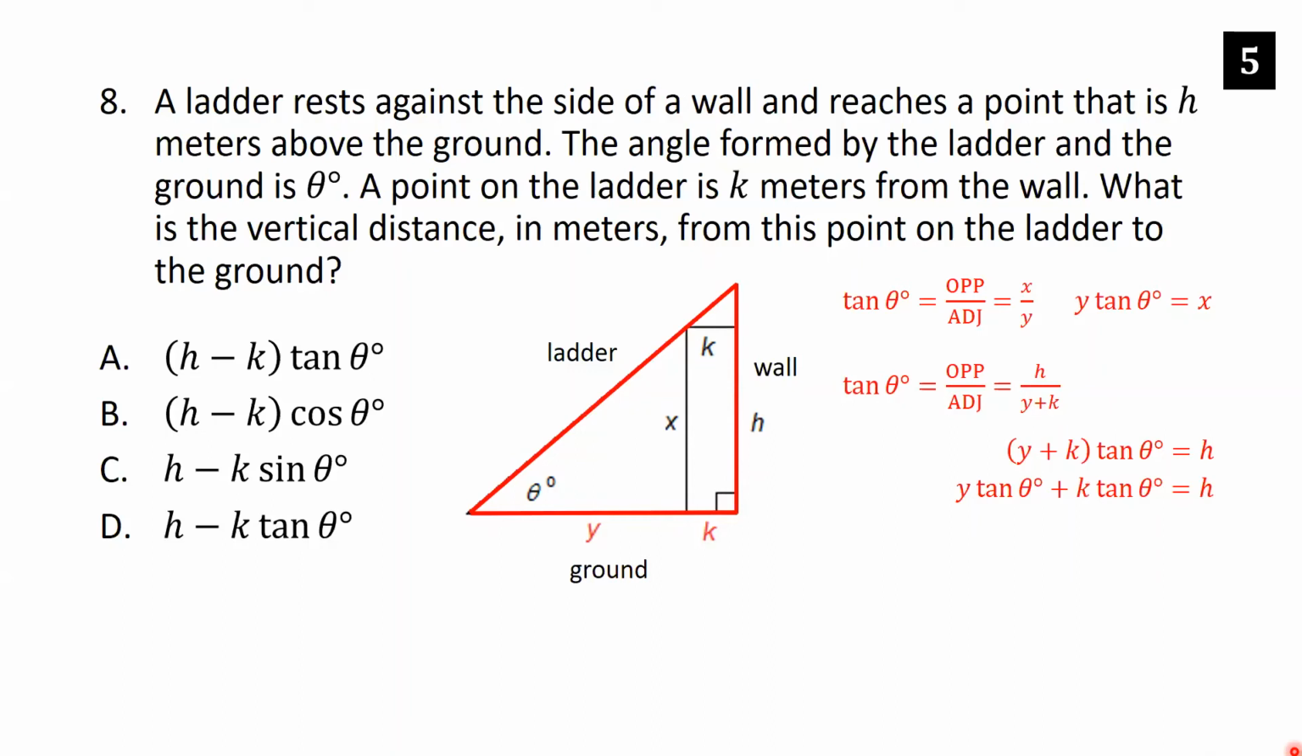Now I'm going to go ahead and distribute and get y times tan theta plus k times tan theta equals h. And what we see here is that we now have y tan theta is equal to x, and we also have a y tan theta here, which we can now replace by x. Okay, so we have x plus k tan theta is h, and solving for x, we just subtract k tan theta from each side to get that x is equal to h minus k tan theta, and that is actually choice D.